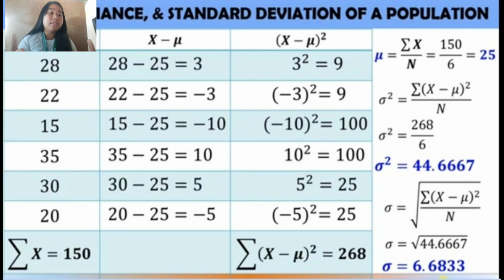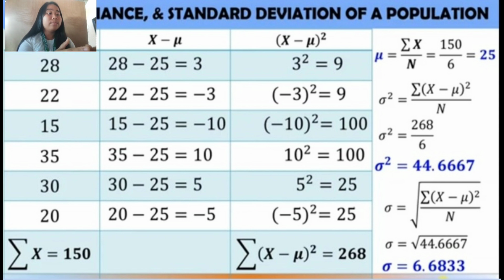And then, once you have obtained summation of x equal to 150, you get mu. So, mu is equal to summation of x over N. We already have summation of x, which is 150, over 6. Why 6? This is the value of big N, which is the population size. If you count the values of x from 28 to 20, it is equal to 6. So, mu is equal to 150 divided by 6, which is equal to 25. So, that is the population mean. So, we have obtained the population mean, right?